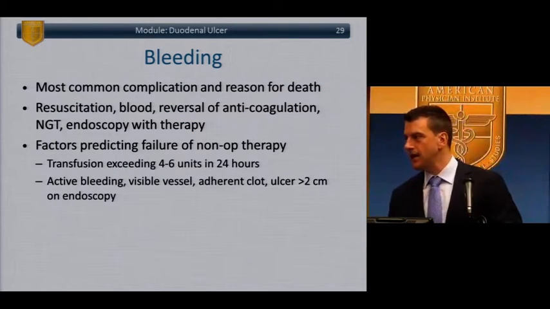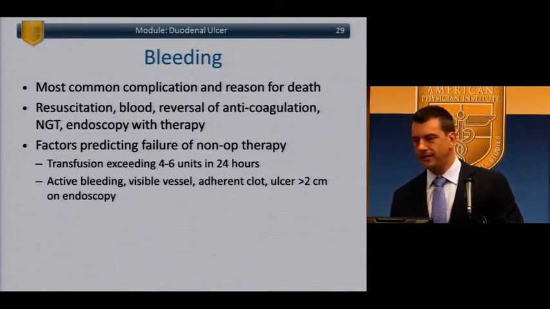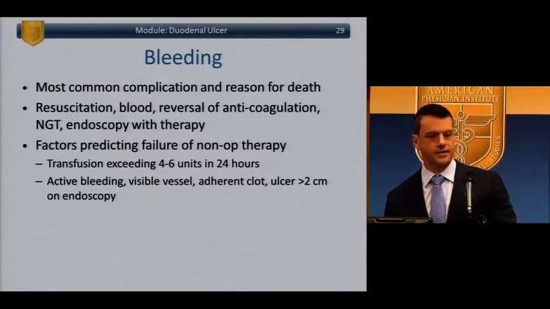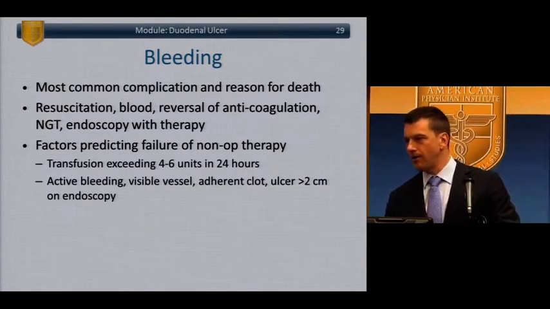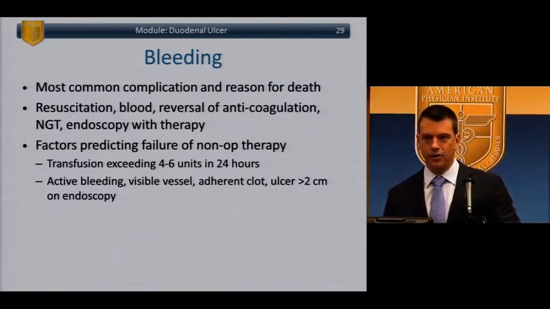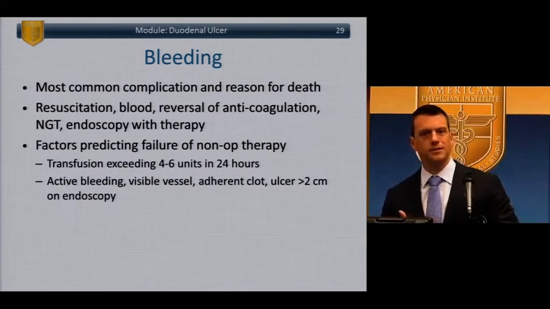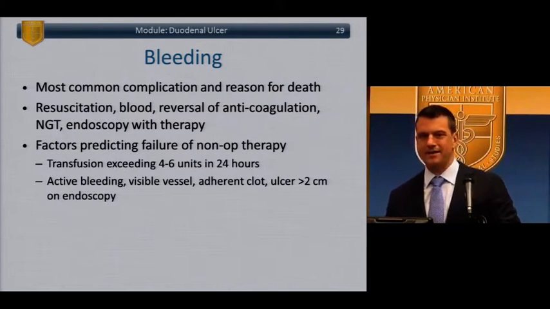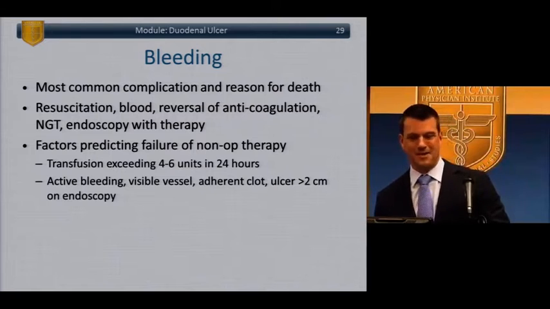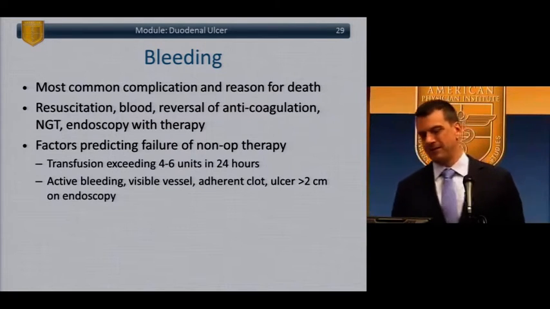So bleeding is the most common complication here and the reason for death. Resuscitation, blood, reversal of anticoagulation, NG tube decompression, and endoscopy are all parts of therapy here. You really just got to get the bleeding to stop. Correcting the coagulopathy and any low platelet count is essential, as you're just not going to stop bleeding, and all of the heater probes and the cautery and injections rely on the blood's ability to clot, since they can't tie off a vessel. They don't have that option here. The clips may help with some of that.